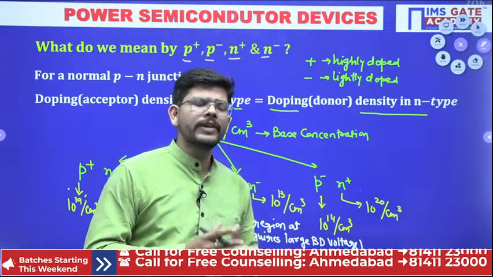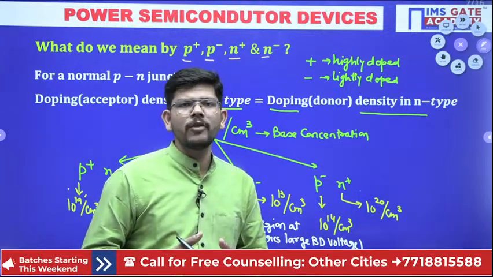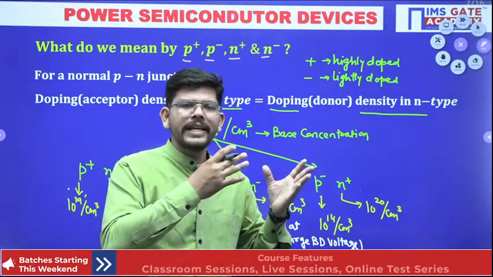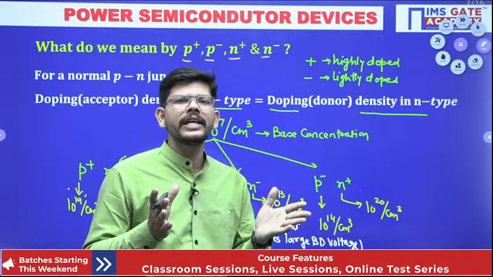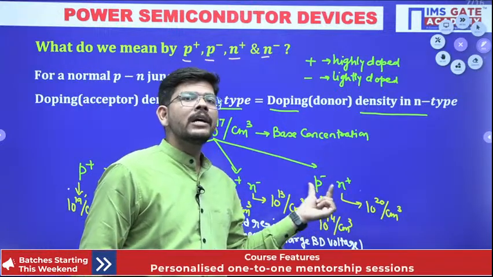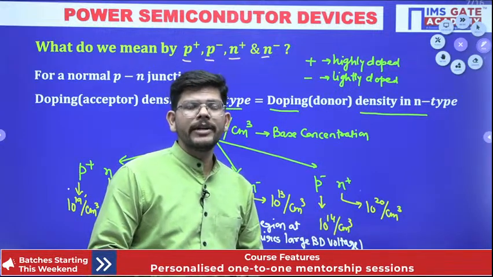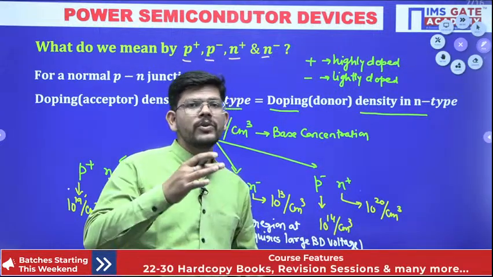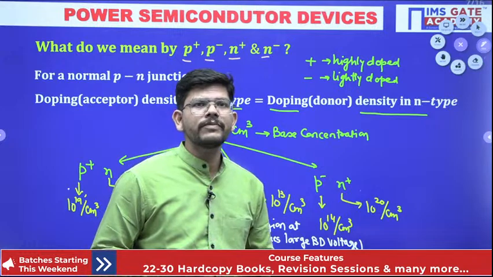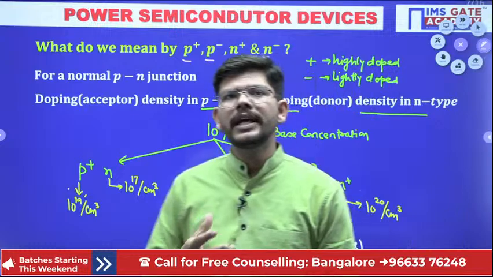Similarly, by doing so, we are also increasing the cross-sectional area of the device. By increasing the cross-sectional area, the device may be able to handle large current. So just by increasing the length and cross-sectional area of the device and changing the concentration, so that one layer has a lightly doped region, the device might be able to handle large voltage and large current and ultimately large power. So this is what P plus, P minus, N plus, N minus is all that we mean.